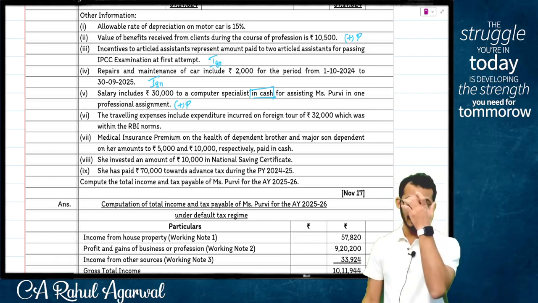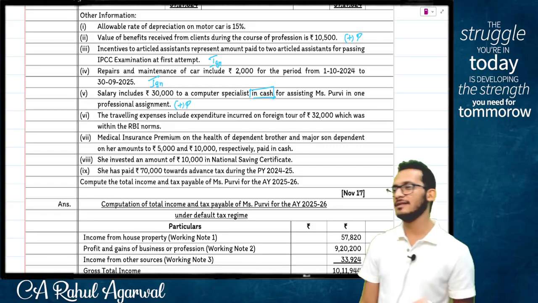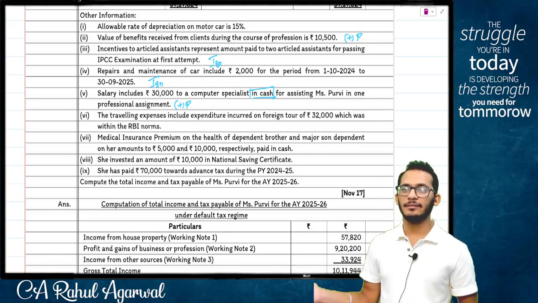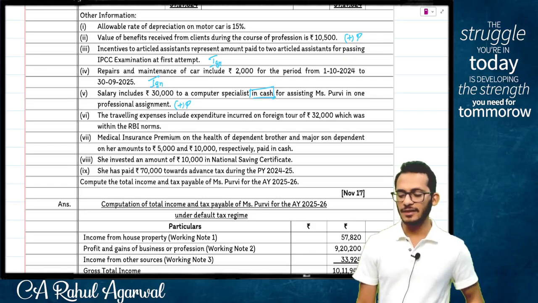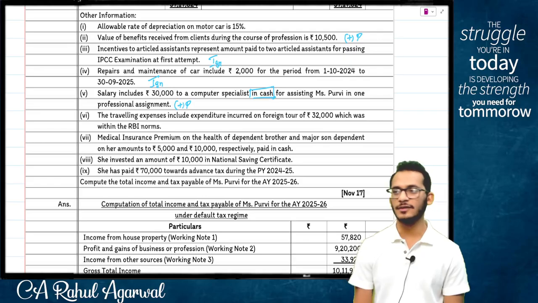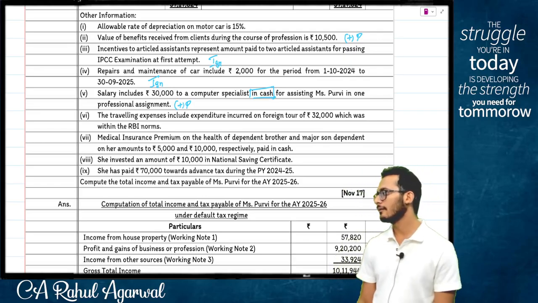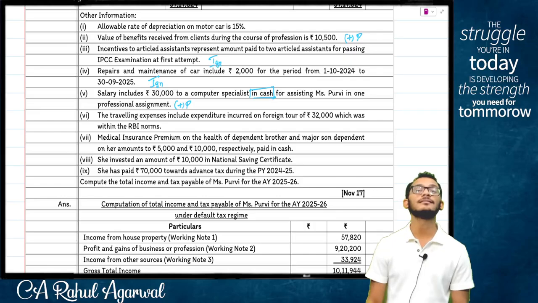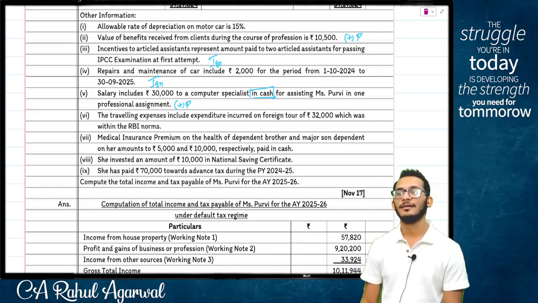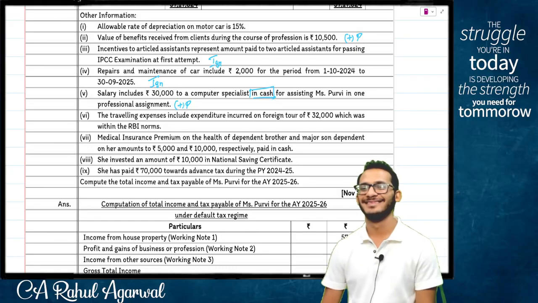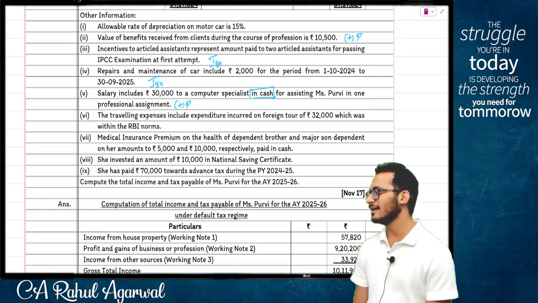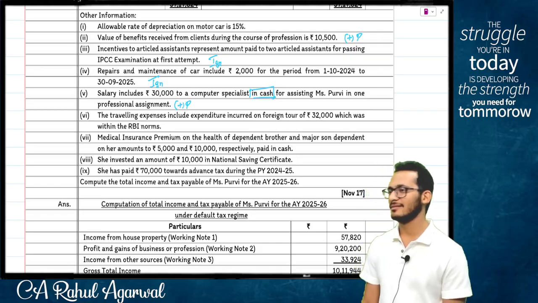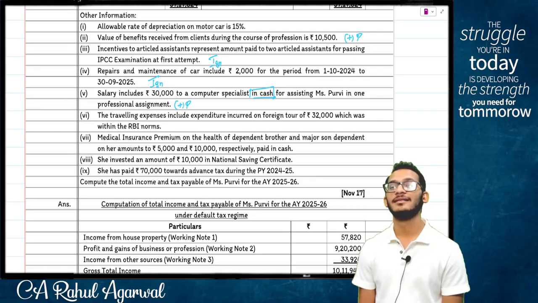People, the plus and minuses cannot go wrong. It's very simple. Expense in the plus, income in the minus. Think carefully. Traveling expenses include expenditure incurred on a foreign tour of 32,000, which was within RBI norms. Is it in salaries? Not there in P&L, therefore ignore.